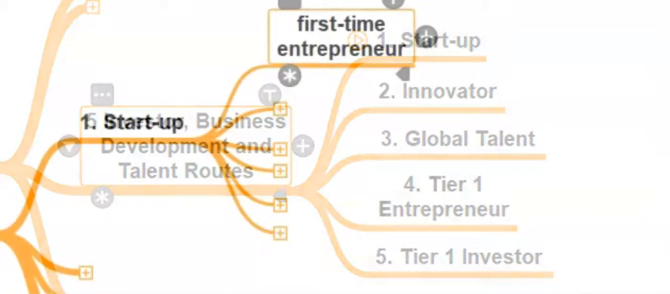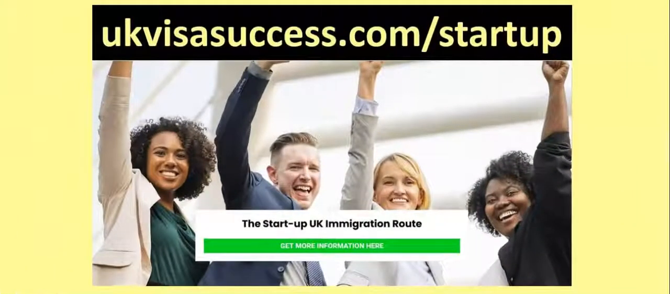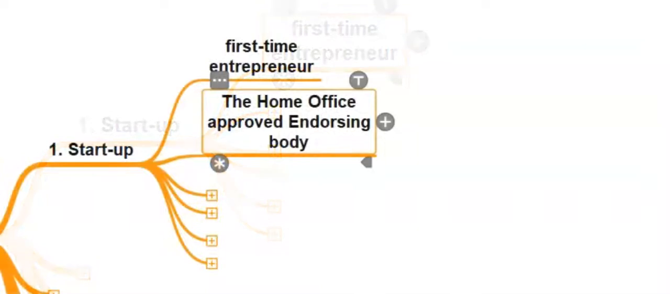The startup immigration route is for those who want to establish a business in the UK and they want to do this for the first time. So what you need to do, you'll need to find an endorsing body, and the Home Office will need to approve this endorsing body, and they will need to put them on the list. So this endorsing body can be a UK higher education institution. For example, it can be a university, or alternatively, it can be a business organization with a history of supporting UK entrepreneurs.